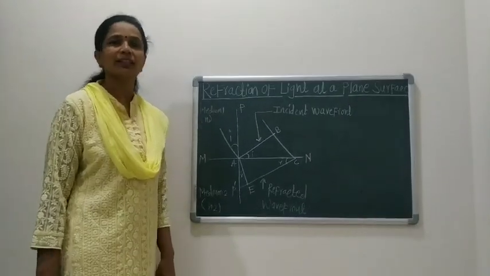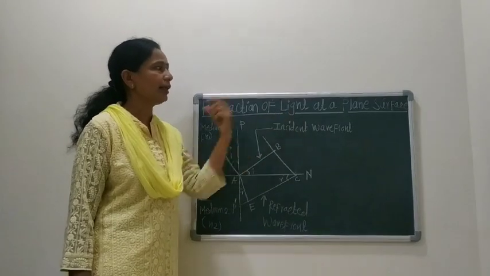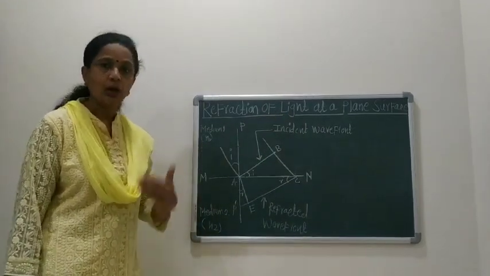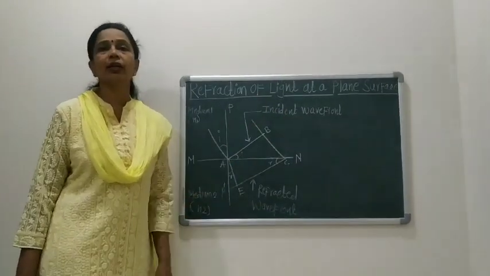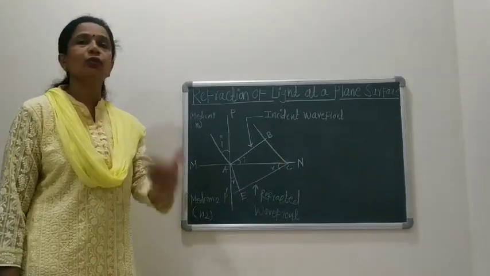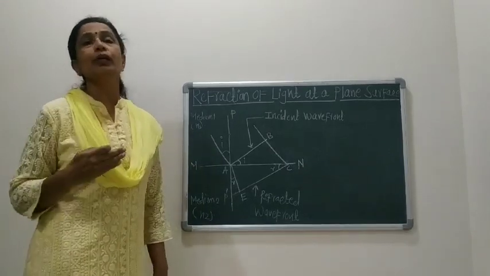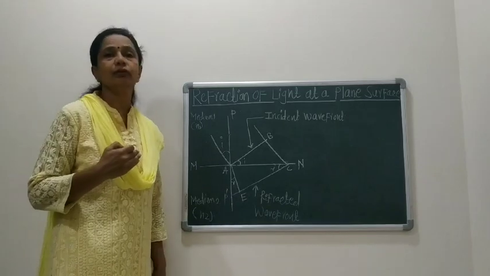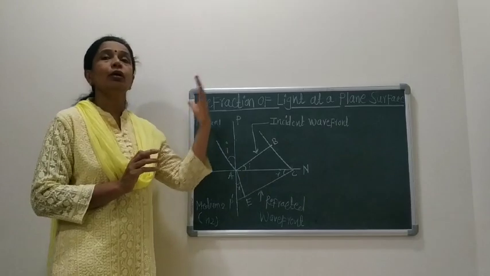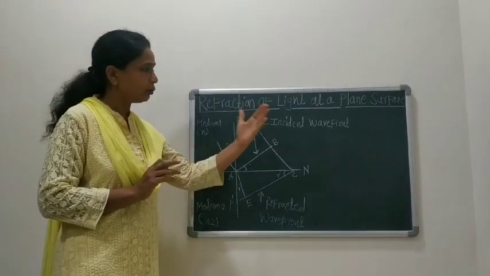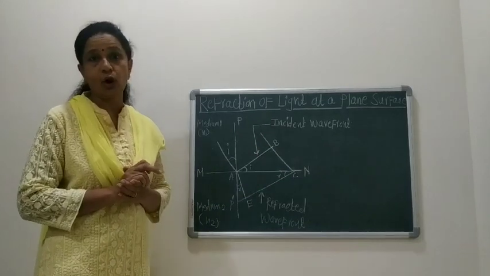Everyone, in today's lecture we have to see the laws of refraction of light at a plane surface. Already you are familiar with laws of refraction. It is also called Snell's law. And what is Snell's law? Sin I upon sin R is equal to N2 upon N1 is equal to V1 upon V2. This is the mathematical statement of the laws of refraction. And we have to derive it on the basis of Huygens wave theory of light.